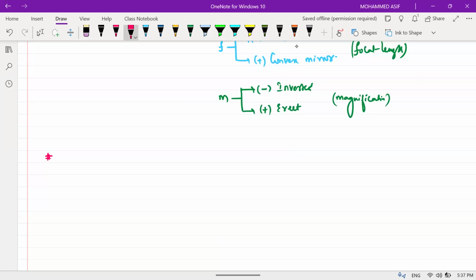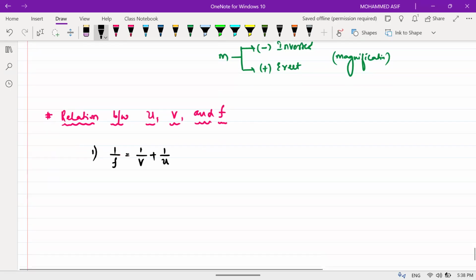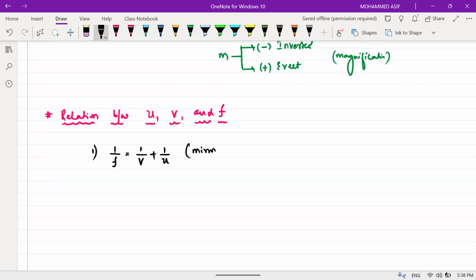Next heading. Relation between object distance, image distance, and focal length f. Clear? First one. Number 1. 1 by f is equals to 1 by v plus 1 by u. Okay, this one is known as mirror formula. This one is known as what? Mirror formula. Second one వచ్చేసి magnification.